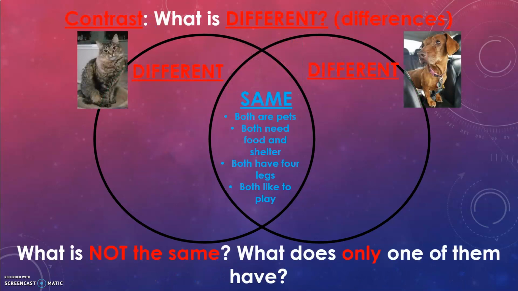Now let's contrast. Let's look at what is different, or the differences. We want to think about what is not the same between my cat Elsa and my dog Heidi. We want to think about what only one of them has.